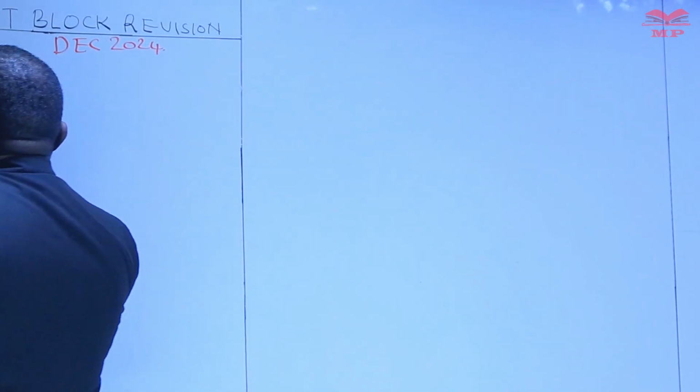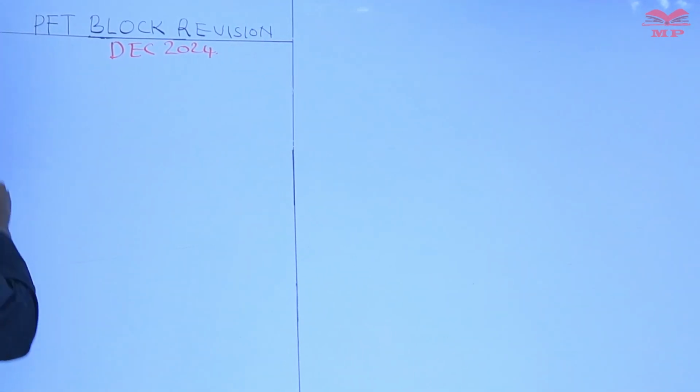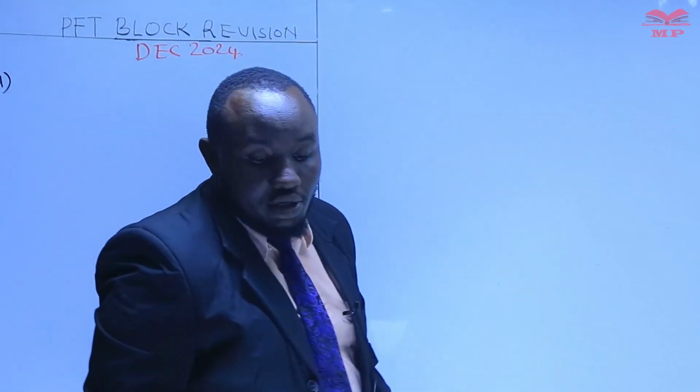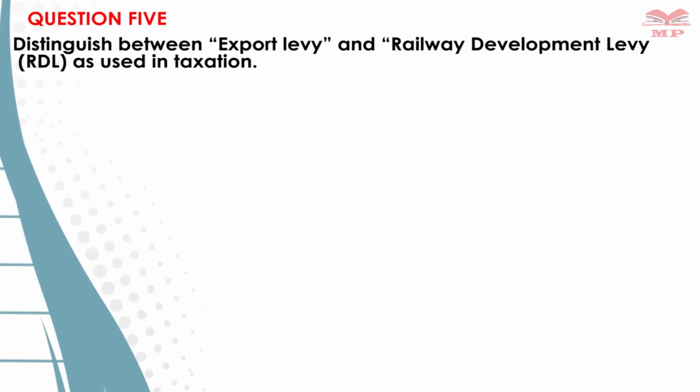Question 5, Roman A. We read the question. Distinguish between export levy and railway development levy as used in taxation.